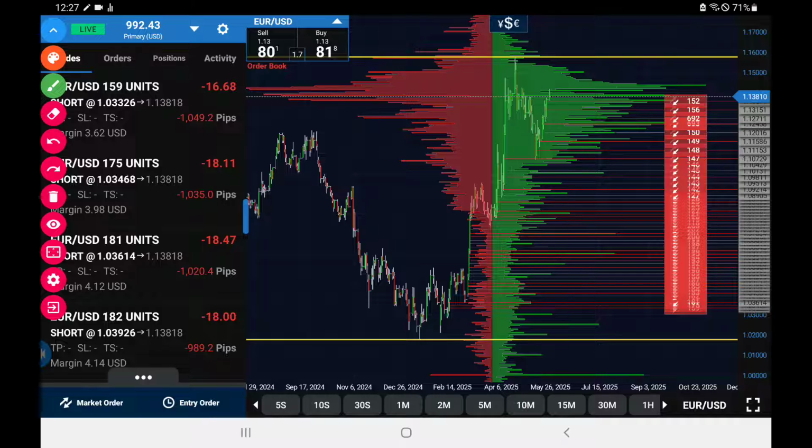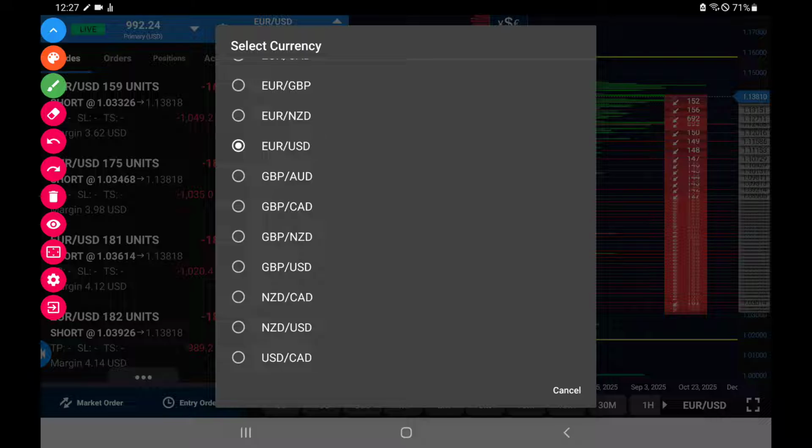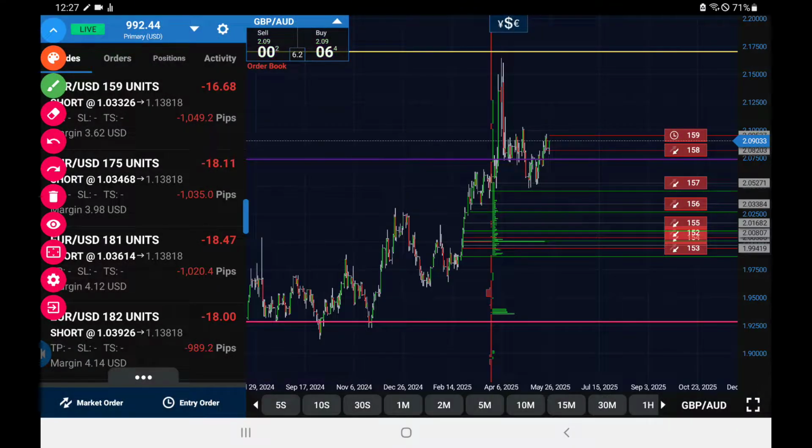Now the whole point of transitioning from a demo account to a live account, a real market, real money. Now, take a good look at the order book, because now we're going to go to my live actual lazy trading.